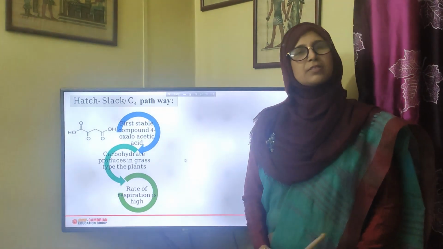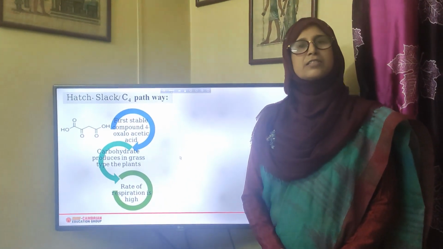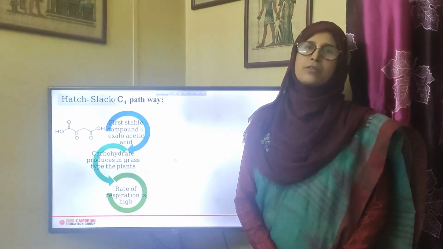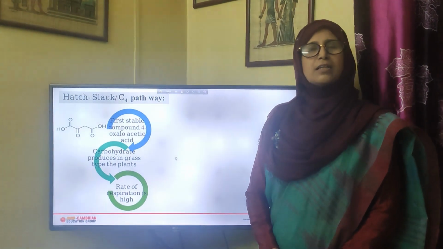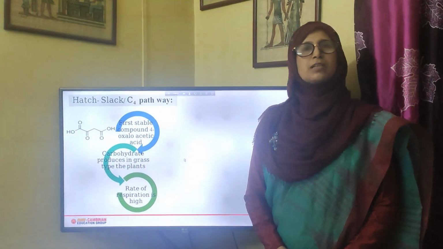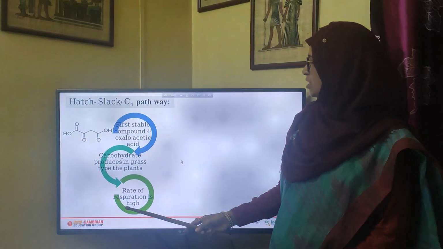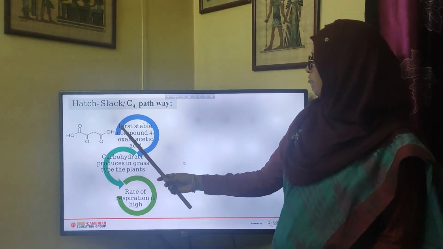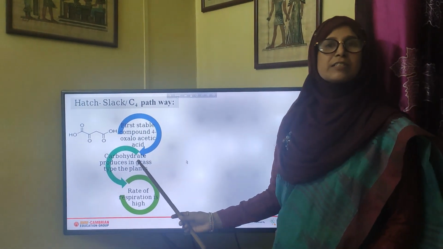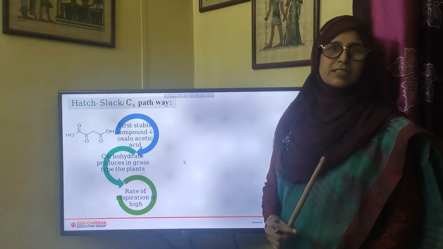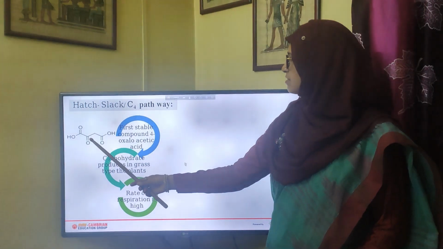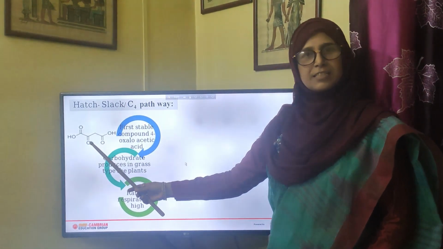C4 cycle or Hatch-Slack cycle. In 1966, two Australian scientists, M.D. Hatch and C.R. Slack, first discovered this process, and the plants where this cycle occurs are known as C4 plants. What happens in these plants? In this case, the first stable compound is 4-carbon oxaloacetic acid. That's why this cycle is known as the C4 cycle, and this is the formula of oxaloacetic acid.